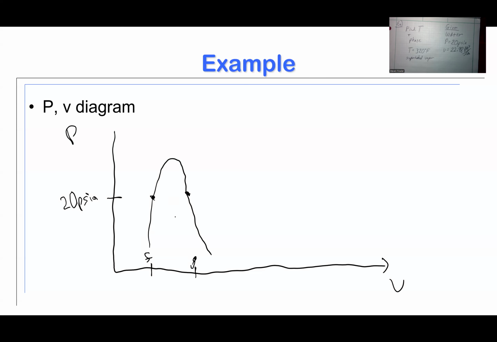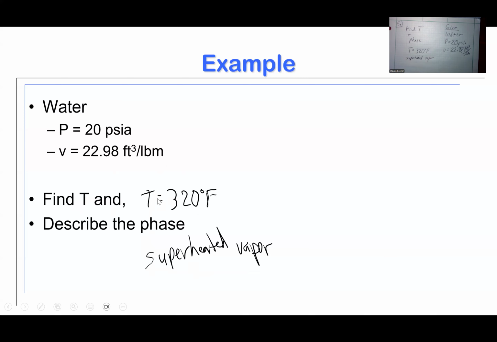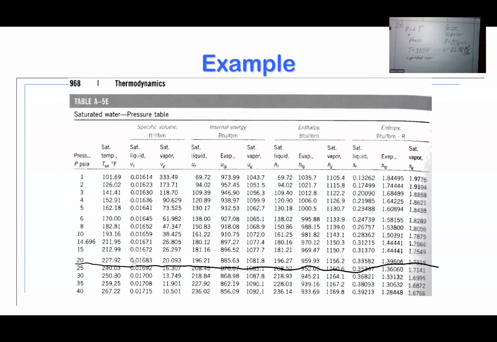What are my F and G values at 20 psia? I'm going to finish this out. This video is going to go a little bit long, and that's okay. So at 20 psia, the saturated liquid value is 0.01683.